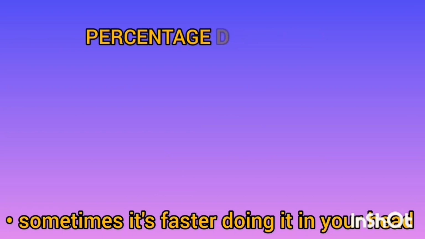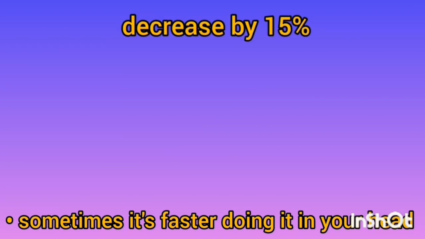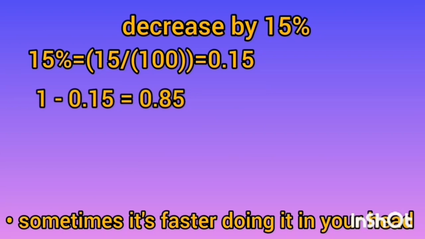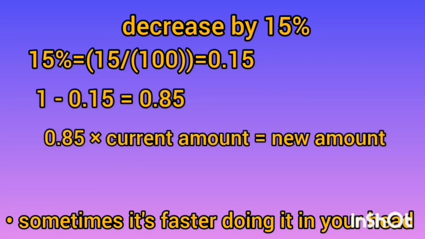Now let's proceed to percentage decrease. Let's say, how do you decrease an amount by 15%? This time round, you would convert 15% to a decimal, which we know to be 0.15. And we'll subtract that from 1 to give us 0.85. We'll then multiply 0.85 by our current amount to get our new amount.